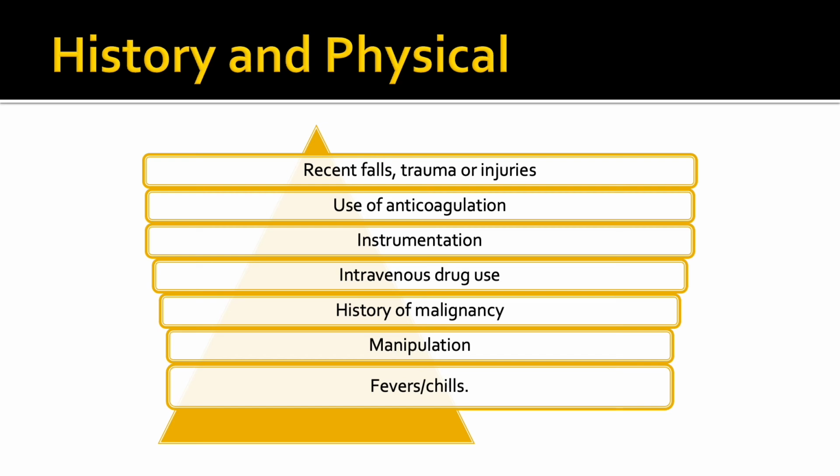So what are the things we look for in the history and physical examination? Always ask about history of trauma and injuries. Use of anticoagulation. This is to keep in mind. This hematoma formation, instrumentation, intravenous drug use, history of malignancy is very important. Spinal manipulation, fever and chills. This will indicate the possibility of an infection, epidural abscess.